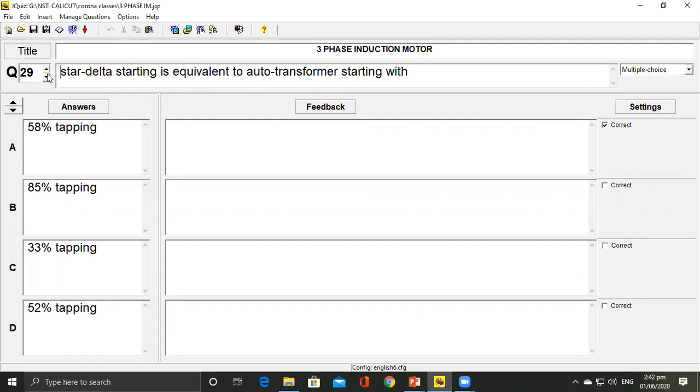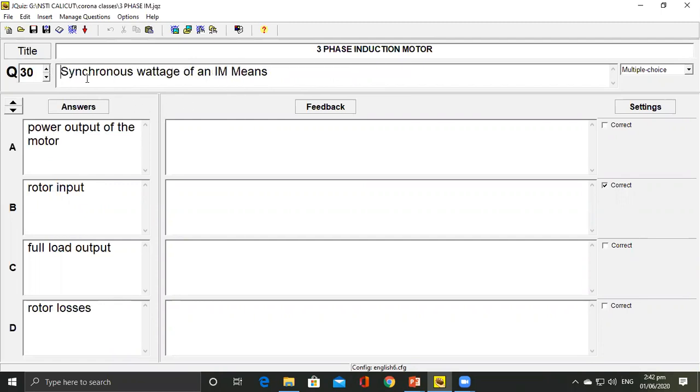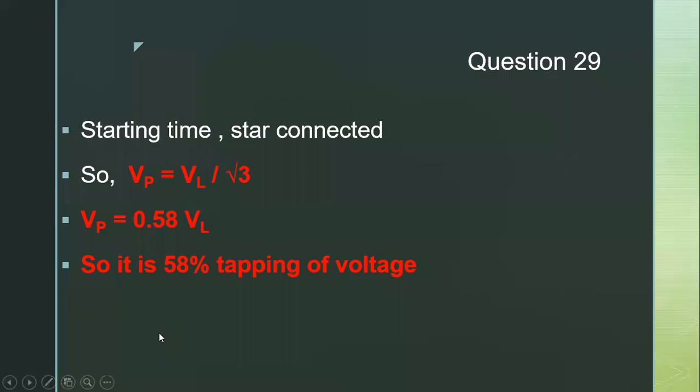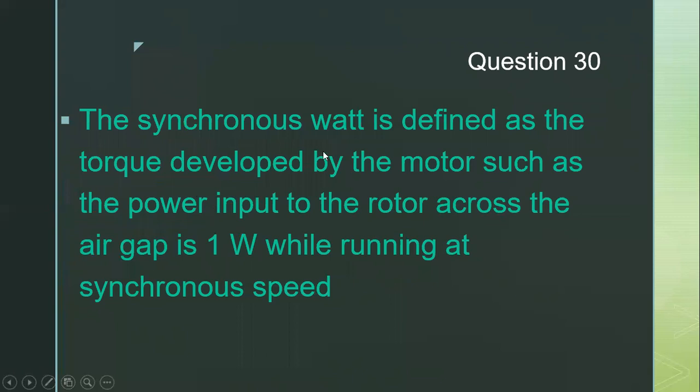Then the last question, question 30. The synchronous watt of an induction motor means: power output of the motor, rotor input, full load output, or rotor losses. What is the answer? The synchronous watt is defined as the torque developed by the motor such that the power input to the rotor across the air gap is 1 watt while running at synchronous speed.